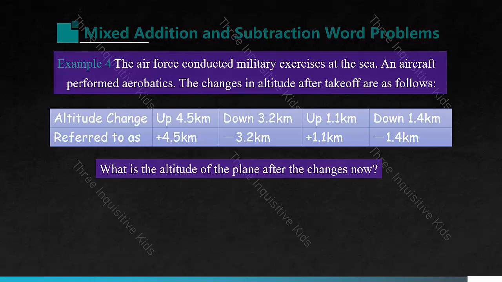And in mathematical terms, it would be expressed like this in the table. So then, after all these changes, what is its altitude? All you have to do is add these four terms together. You can see that we're combining the negative terms together and the positive terms together separately to get 1 kilometer. So right now, the altitude of the plane is 1 kilometer above where it took off.